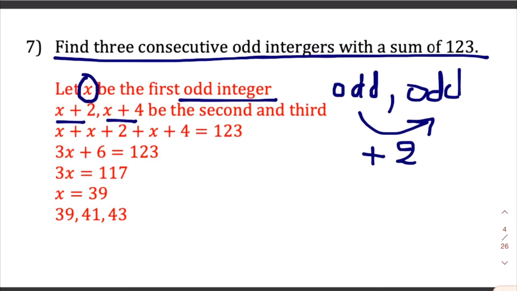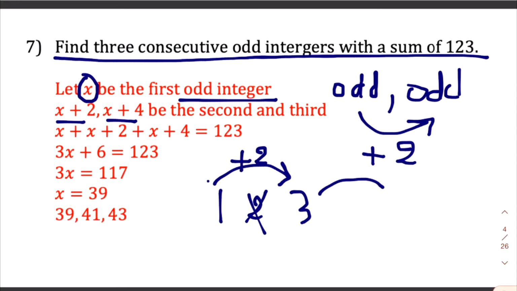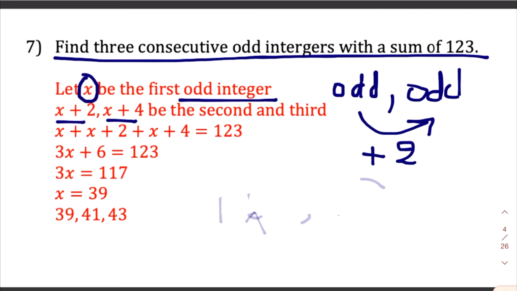Example, in your head, if 1 is odd, the next one is 3. So how much you skip? You skip the 2, yes? So how much you add to 1 to get 3? You add 2. And to go to the next one, which is 5, you always have to add 2. And that's how it happens. To go from one odd to another odd, you add 2.